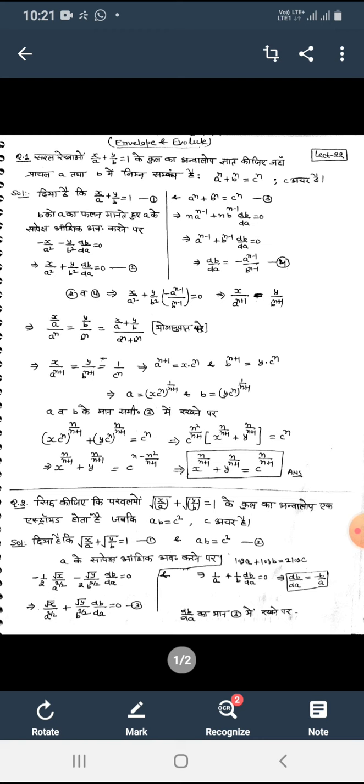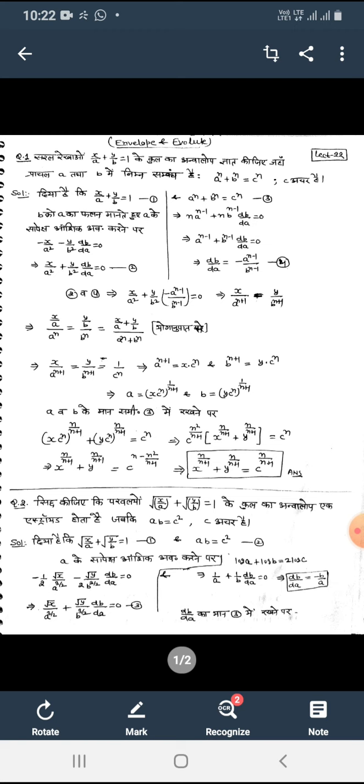x raised to power n upon n plus 1 plus y raised to power n upon n plus 1 is equal to c raised to power n upon n plus 1, which is the required equation of envelope. That means relation between x, y and constant c.